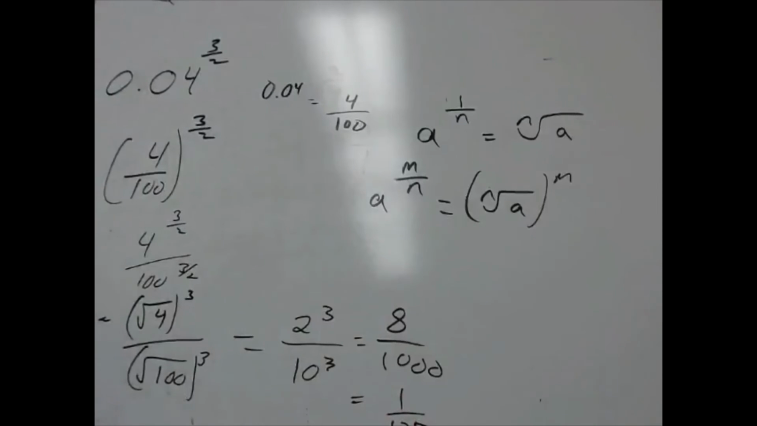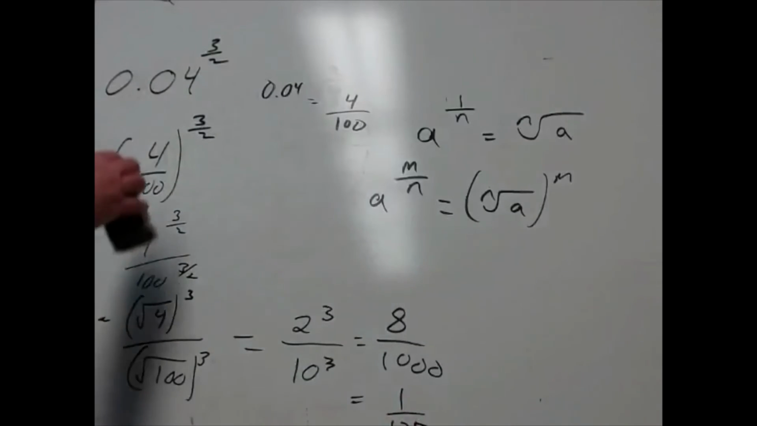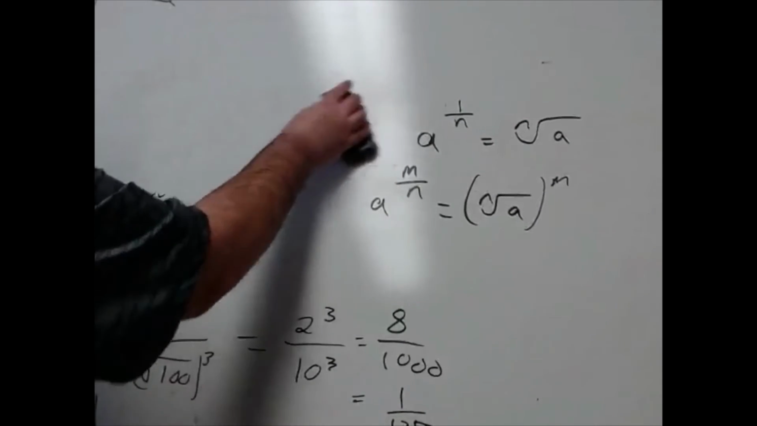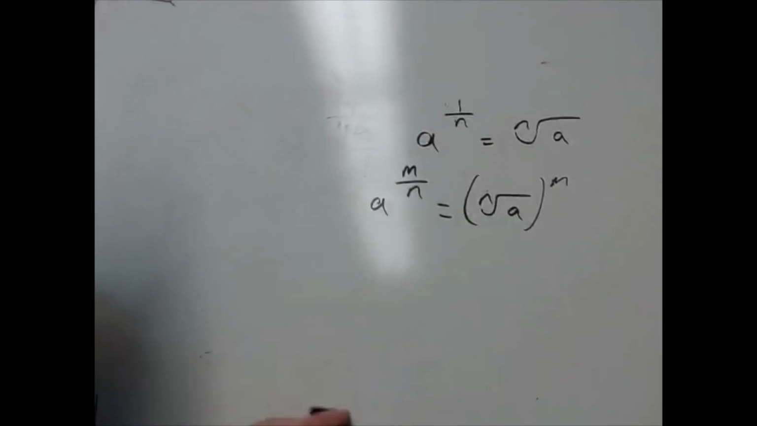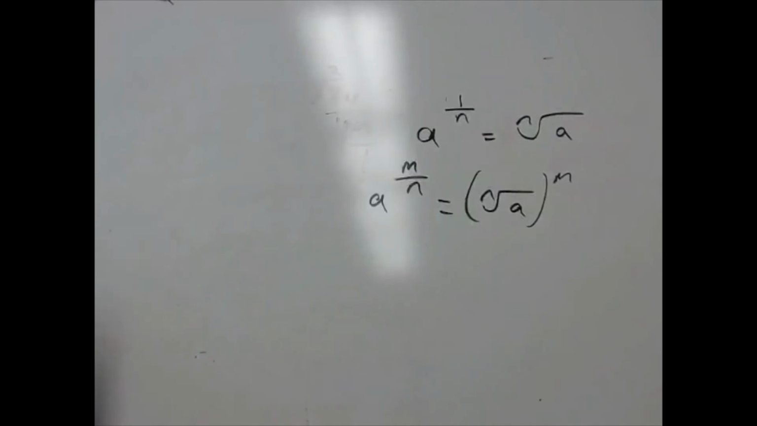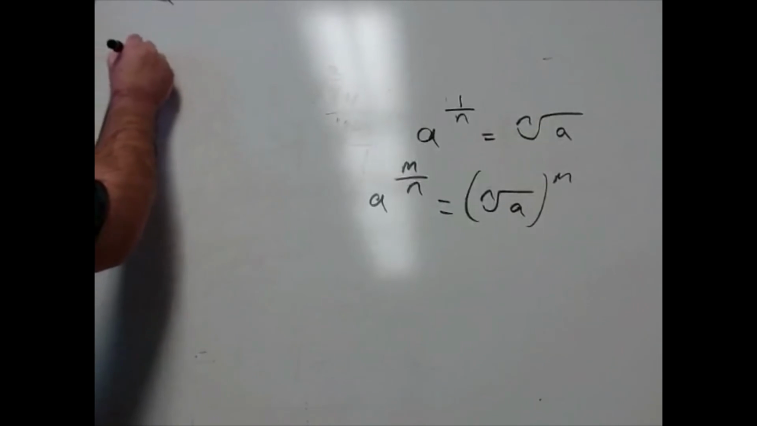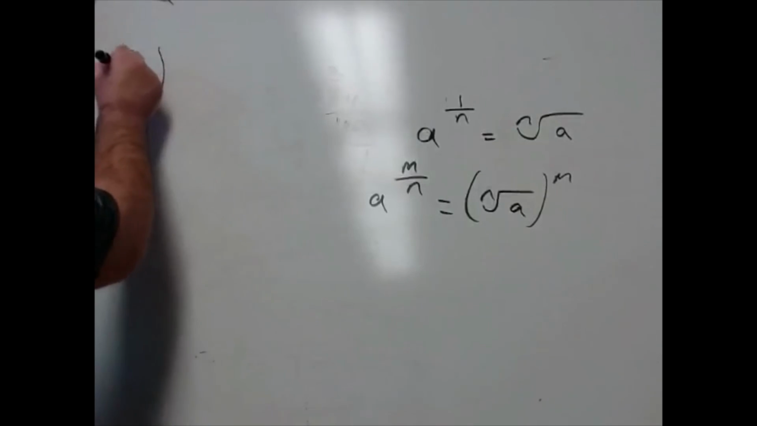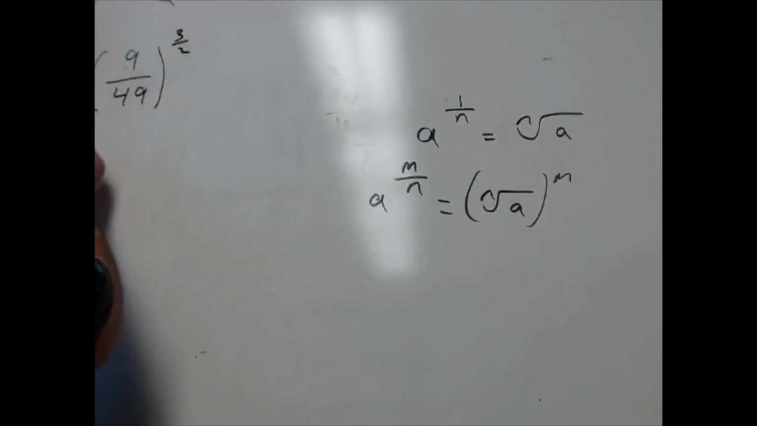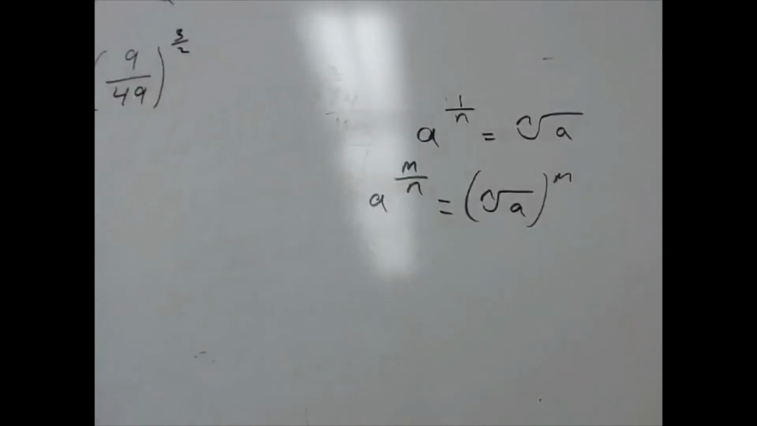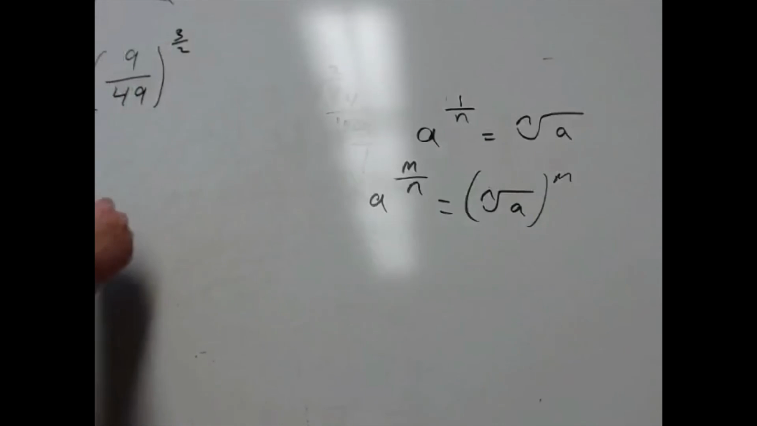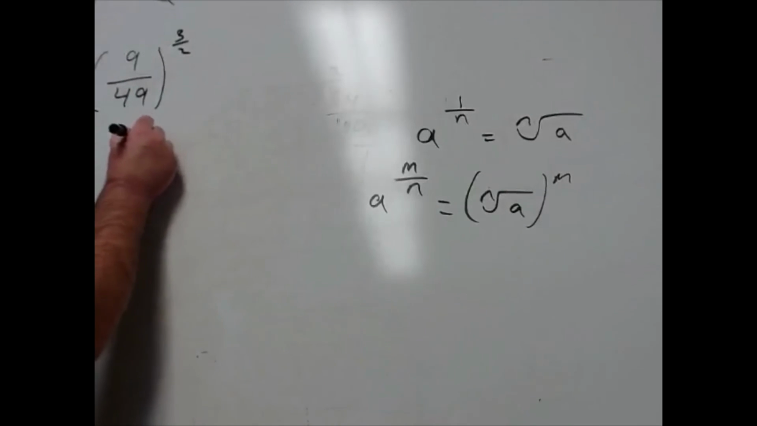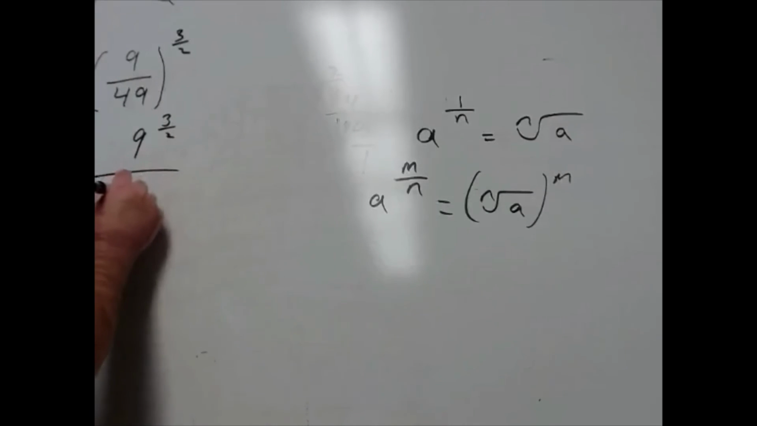All right, so let's look at one more example before ending this video. So let's look at something that starts out as a fraction. So 9 over 49 to the 3 over 2. So you might notice this looks somewhat similar to what we just did. Let's just do another example. So what I'm going to do is apply this exponent to both terms that are inside the bracket. So this is going to be 9 to the 3 over 2 over 49 to the 3 over 2.